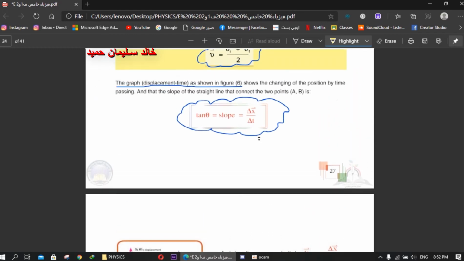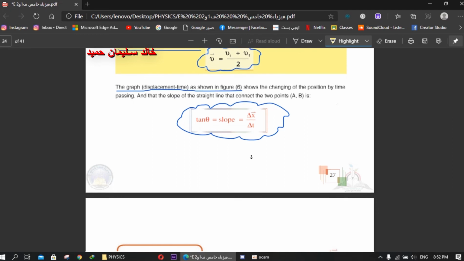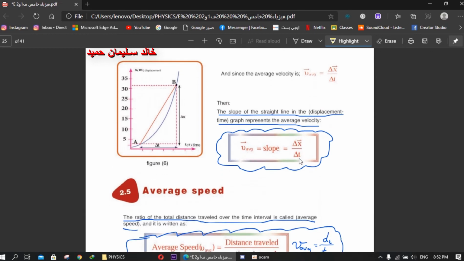Then the slope equal to tan theta, and it's equal to delta x over delta t, and delta x over delta t is the average velocity, so the average velocity is the slope of this graph. The slope of the straight line in the displacement time graph represents the average velocity.